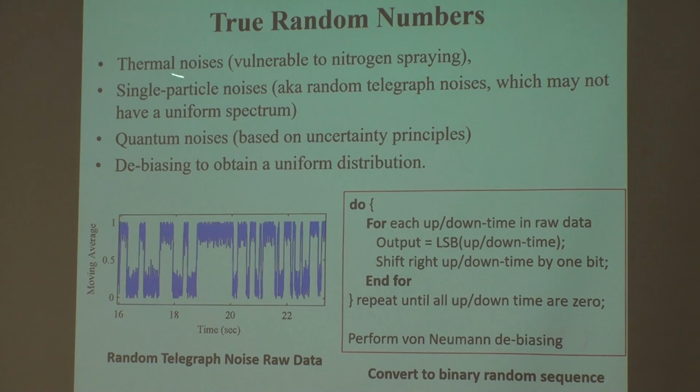Either from thermal noise, where you build an oscillator, the oscillator's input is noise, and the gain is so huge that you don't know what the number will be, because the final number is determined by the thermal noise. So this is vulnerable to a nitrogen spraying attack, and this is real.